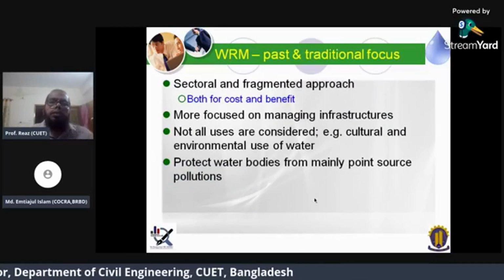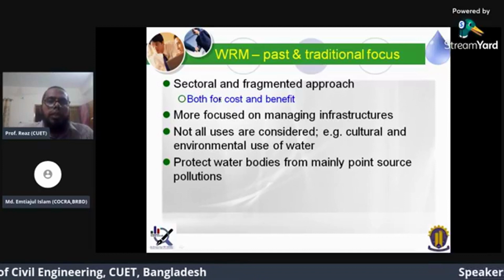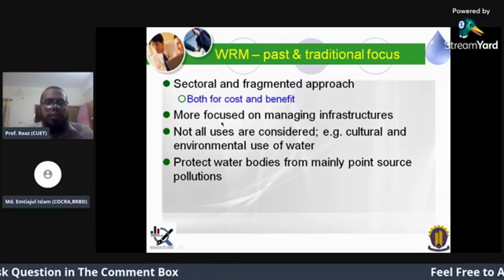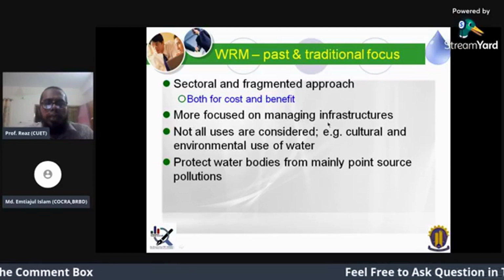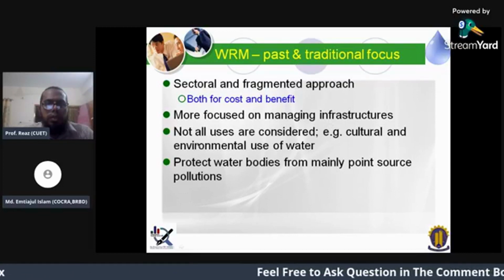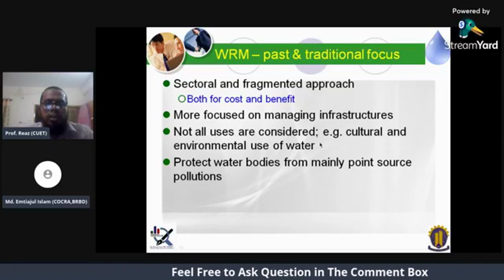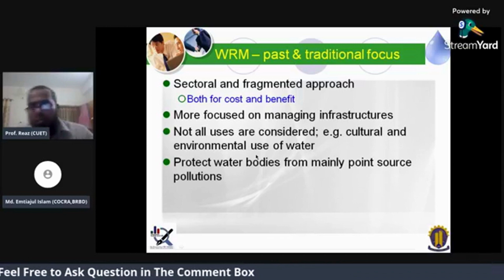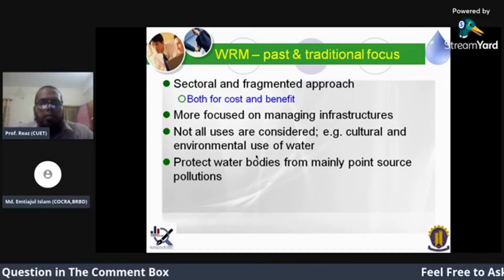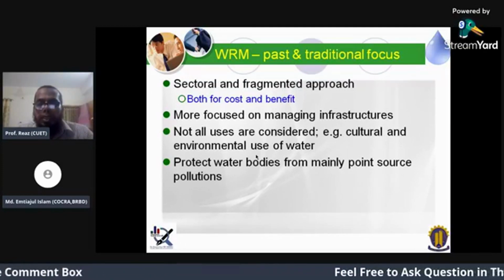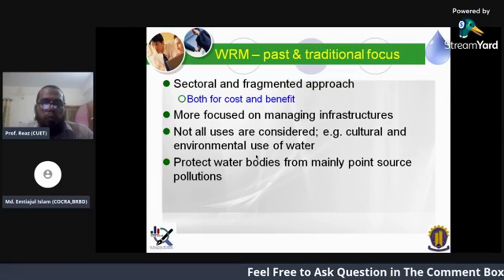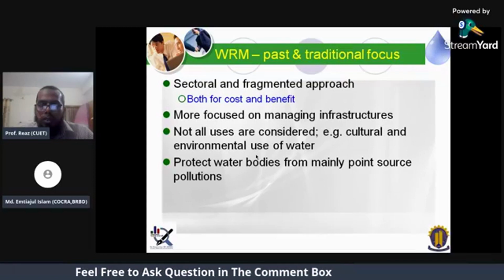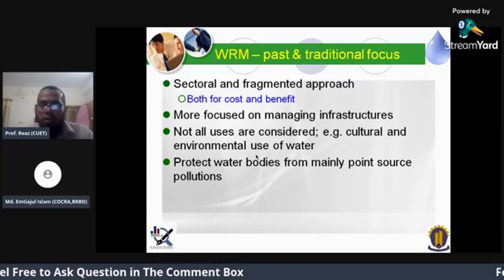So the past or traditional focus was a sectoral and fragmented approach, both for cost and benefit, more focused on managing infrastructure, and not all uses were considered. The cultural or environmental use was not considered at that time. People were mostly thinking about irrigation and protecting water bodies mainly from point source pollution, but non-point source pollution was a little bit omitted.